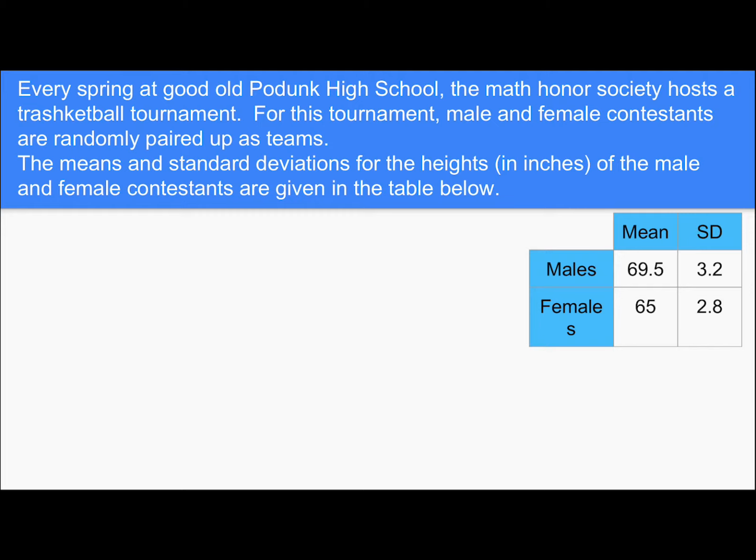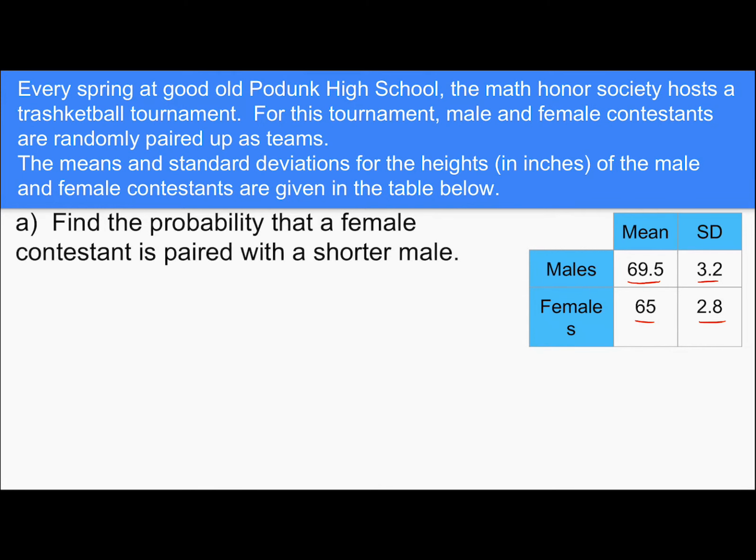So for males, the mean height is 69.5 inches, the standard deviation of 3.2 inches. For females, mean of 65 inches with a standard deviation of 2.8 inches. So our first part of this is finding the probability that a female contestant is paired with a shorter male.